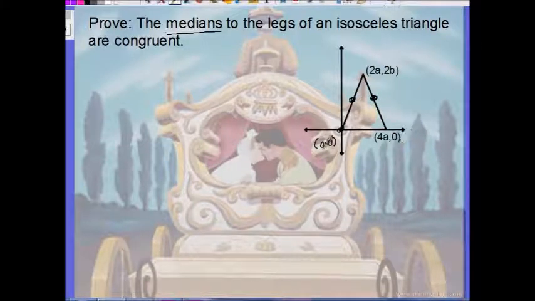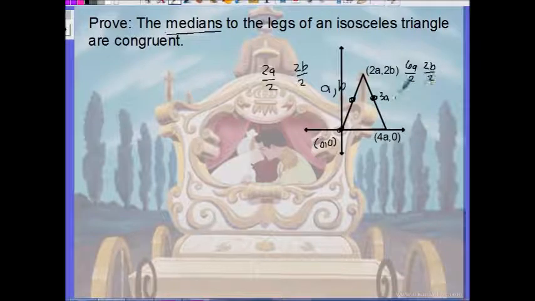So here we go. Add up the x's, 2a. Chop it in half, a. Add up the y's, 2b. Chop them in half, b. On this side, let's add up our x's, 6a. Chop it in half, 3a. Add up our y's, 2b. Chop it in half, b.